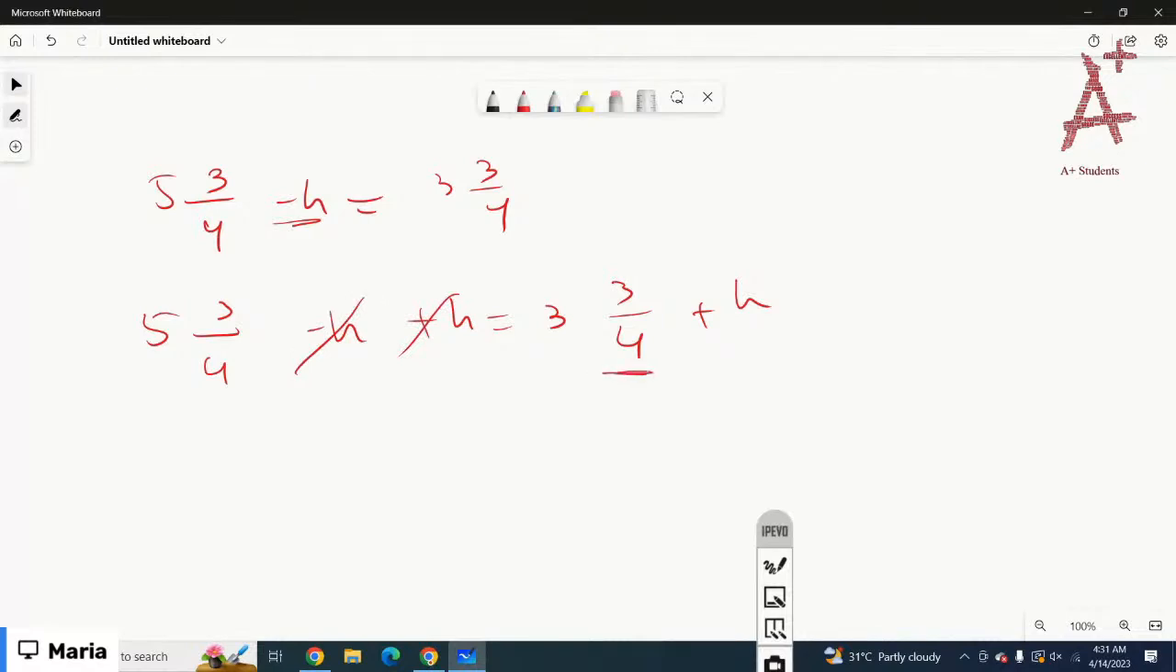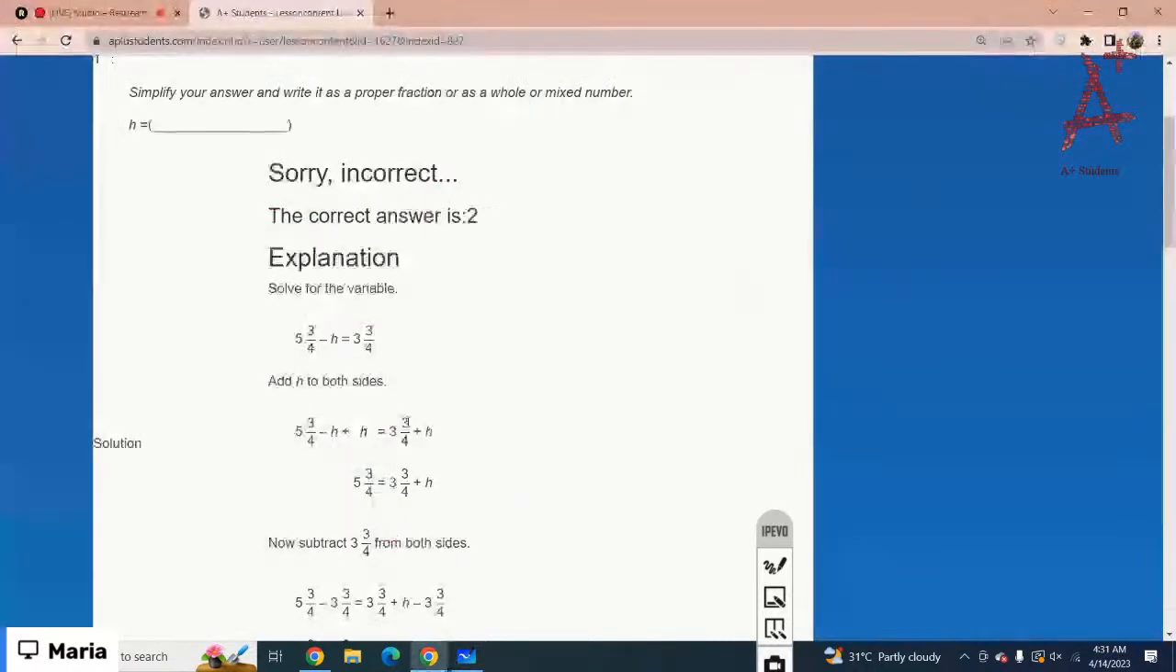Now you have to move 3 whole 3 over 4 to this side. So it would be 5 whole 3 over 4 minus 3 whole 3 over 4 equals h. Just subtract their whole numbers. 5 minus 3 is 2 and 3 minus 3 is 1. So we're just left with h equals 2. So the correct option is h equals 2.